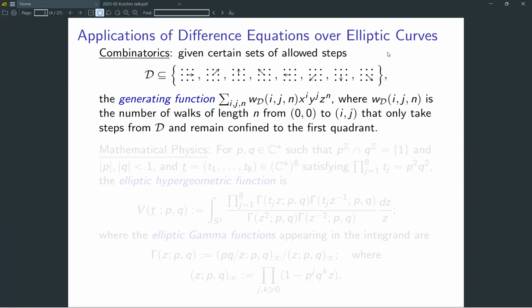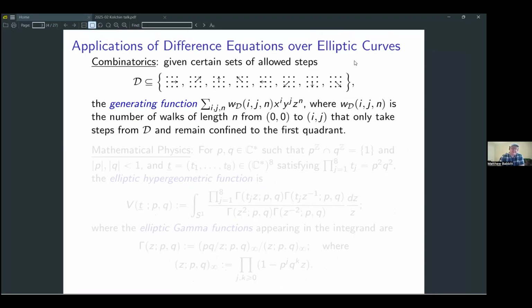Then it's an interesting problem to see how many ways you can get to a particular point in the quadrant in a certain number of moves. So a natural way of modeling that is a generating function. And it turns out that a certain segment of the generating function can be formulated as an elliptic function, which satisfies a difference equation.